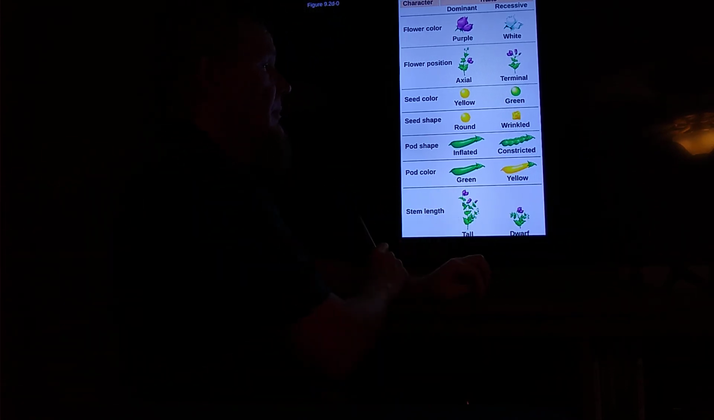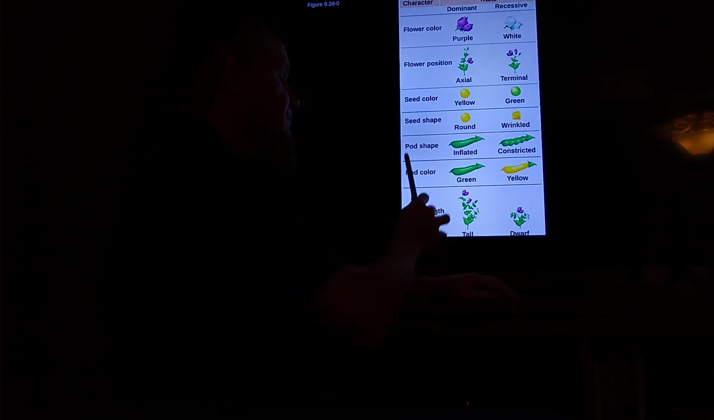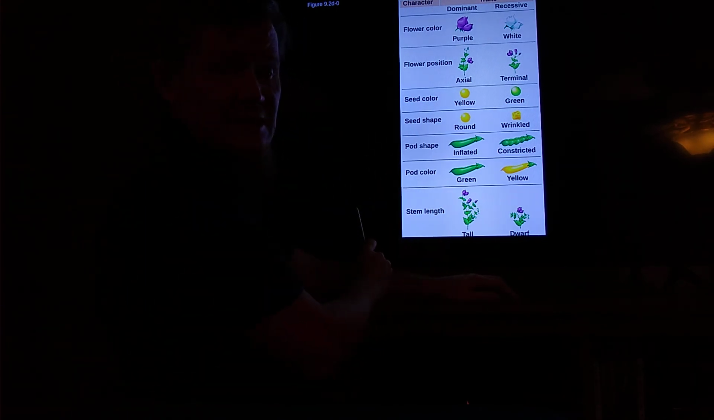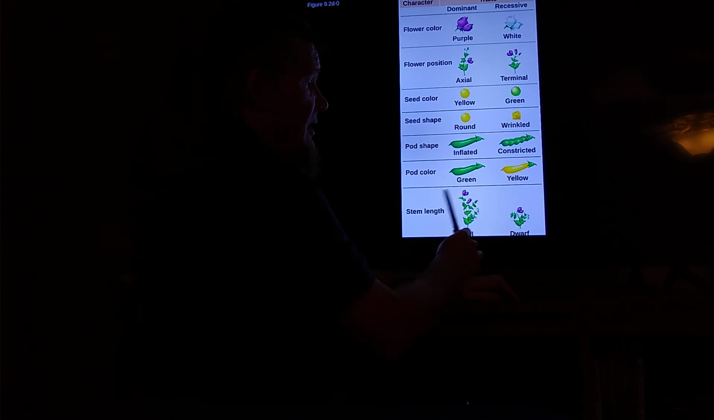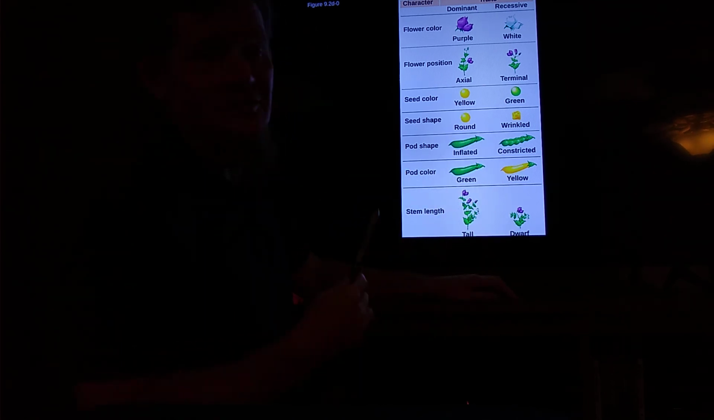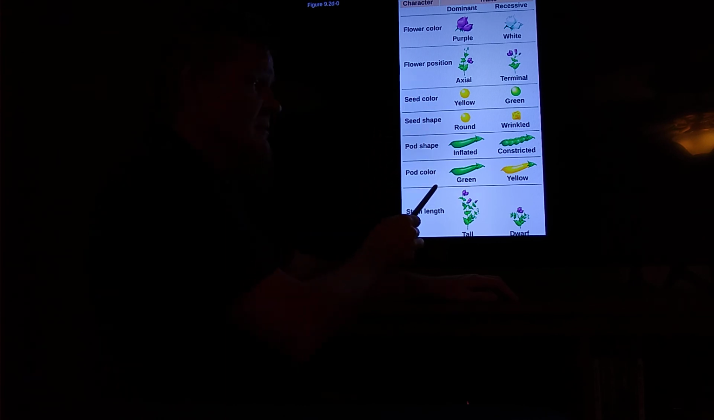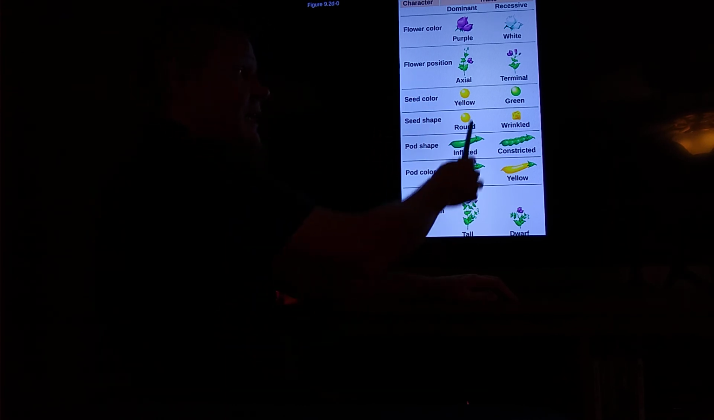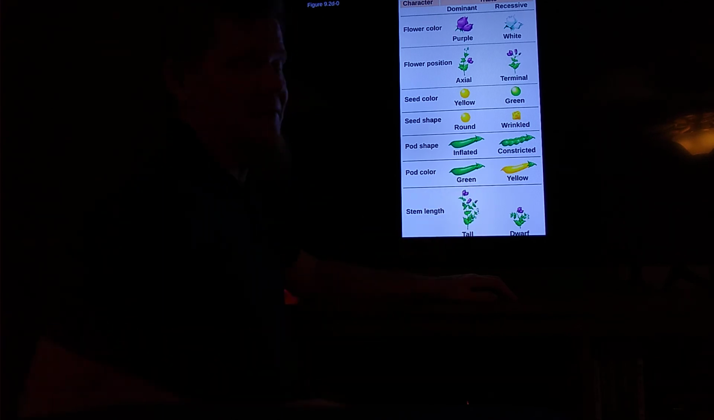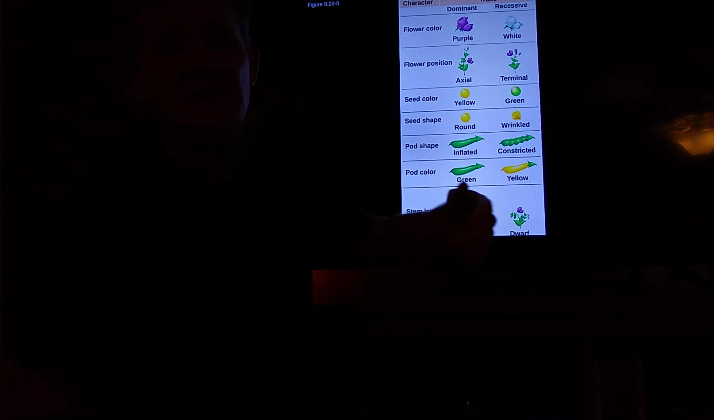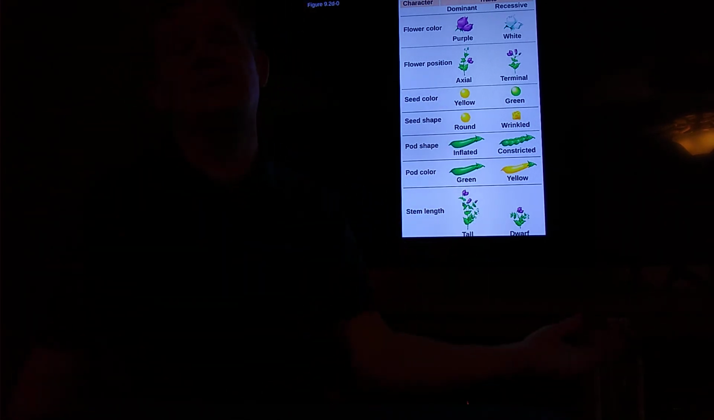I do find it interesting, if you look really quick, pod color and seed color both have the same variation. It's either green or yellow. It is interesting to me that yellow seeds are dominant, but green pods are dominant, and that green seeds are recessive and yellow pods are recessive. Doesn't mean anything in the world. I just think it's kind of interesting.